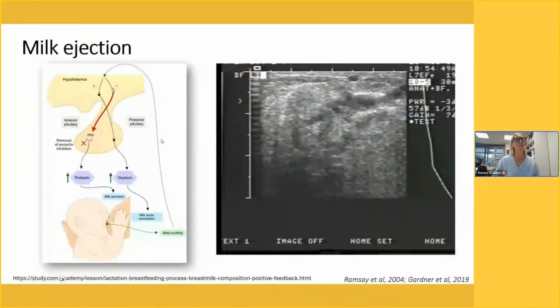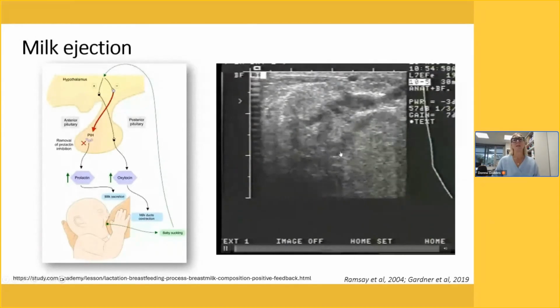So milk ejection, as I said, is critical, that stimulation of the nipple and areola that sends neural impulses to the hypothalamus to initiate the posterior pituitary gland to release oxytocin into the circulation, binding to the myoepithelial cells surrounding the alveoli that are full of milk, contracting and forcing that milk towards the nipple for the baby to remove, or in the case of a breast pump, to be expressed.